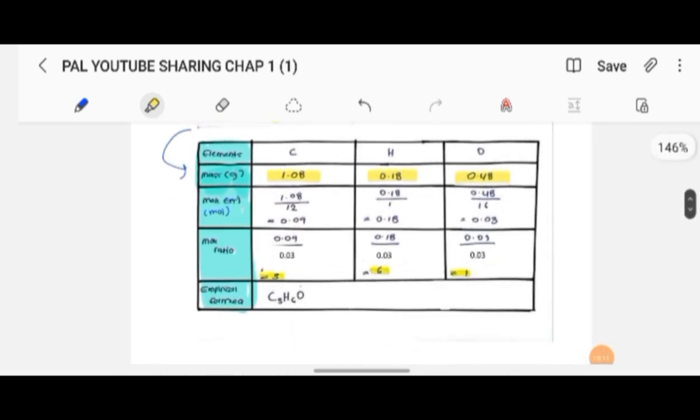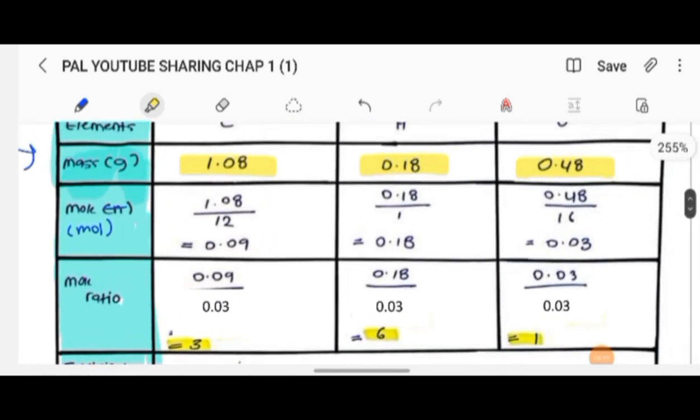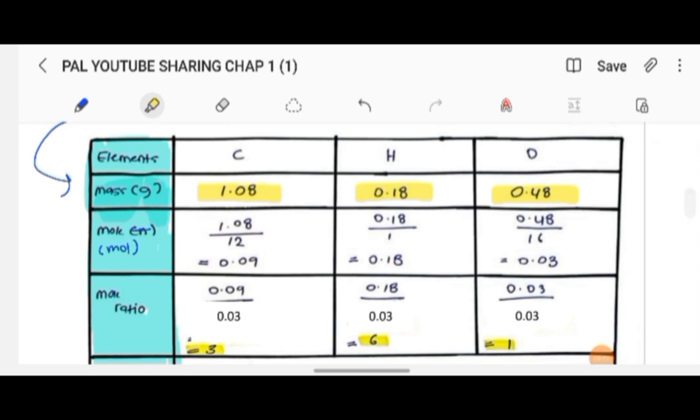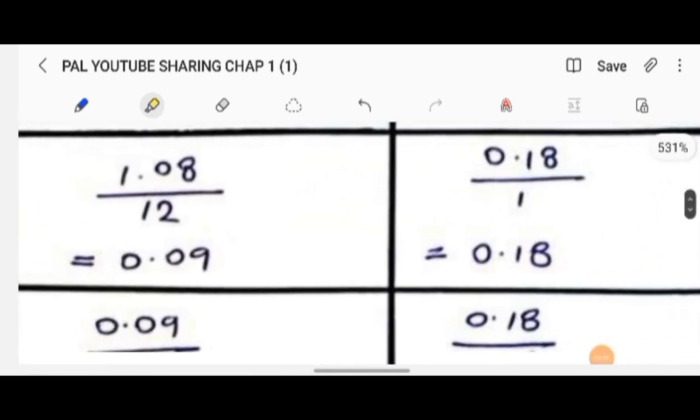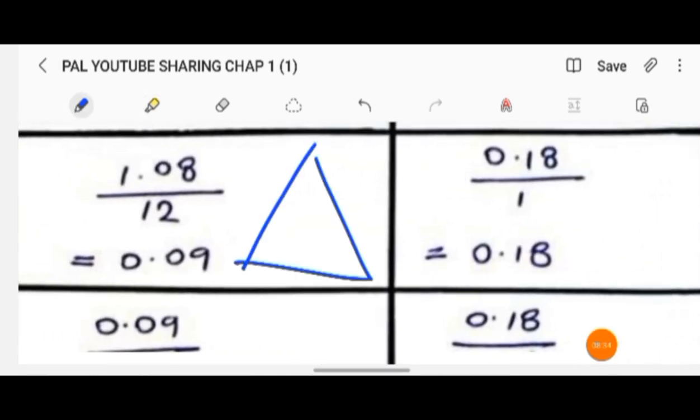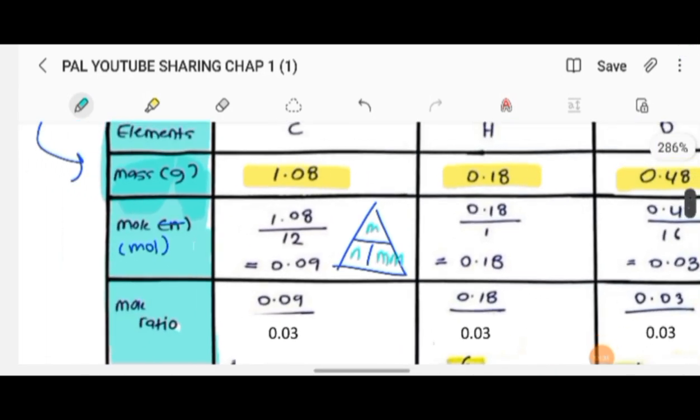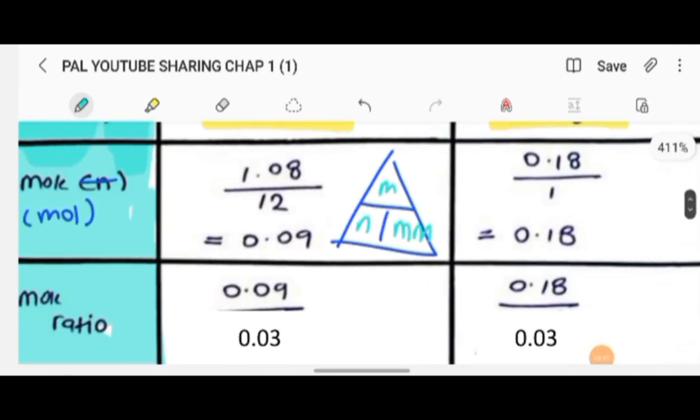Okay, so we find the mole. To find the mole, we have to find the mole for carbon, hydrogen and oxygen. So there is one tip on how I memorise. Okay, wait, this is the formula. So to find the mole of carbon, hydrogen and oxygen, we can use this formula. This is how I memorise the formula, using the triangle concept.